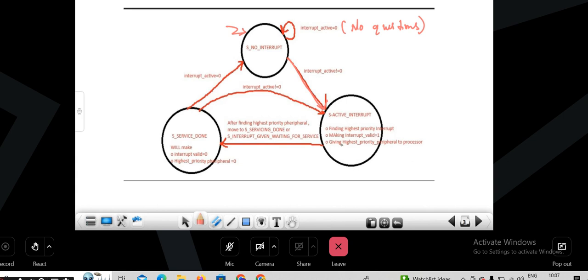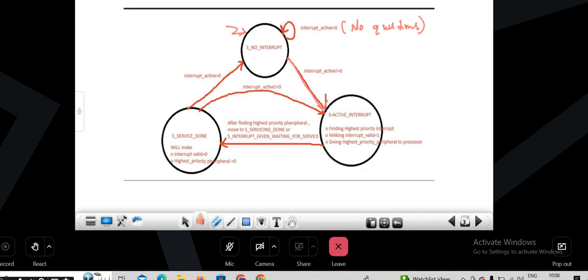I have completed; I have given the answer to the students. Correct. So it is making valid equal to 0. Now highest priority peripheral 0 means answered all the questions. Did you understand? For this state I can write service is done.